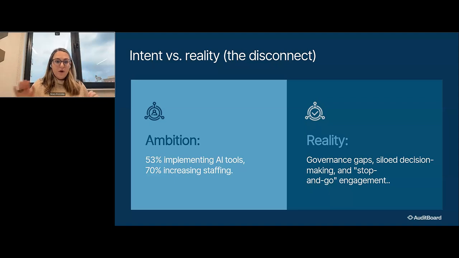And so this really level sets where a lot of organizations are. We have really good intent, really ambitious, but the reality is that there are still those governance gaps. Decision-making is still done in silos. There's stop-and-go engagement. People are really updating a lot of their structure and governance only when there is a need.